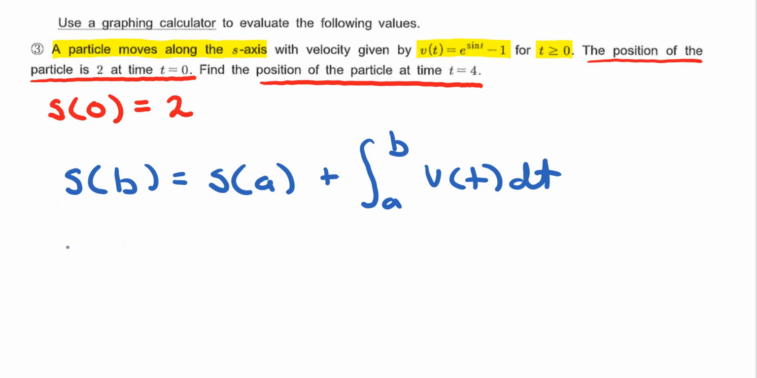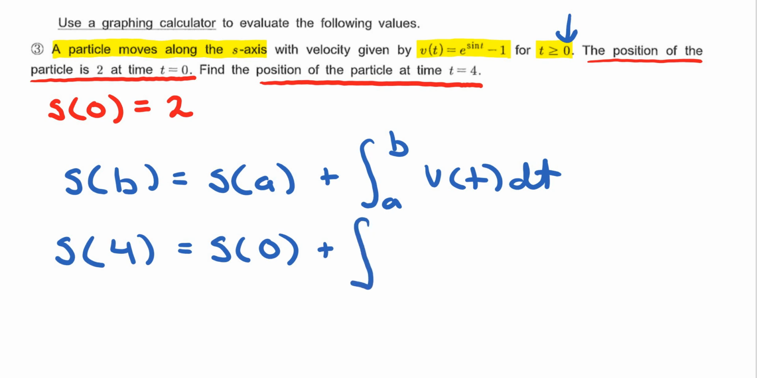So I'm going to find the position after 4 seconds. Our starting position has a time value of 0, so S of 0 plus the integral from 0 to 4. And our velocity function is e to the power of sine t minus 1. I'll put this in brackets, and we are integrating with respect to time.